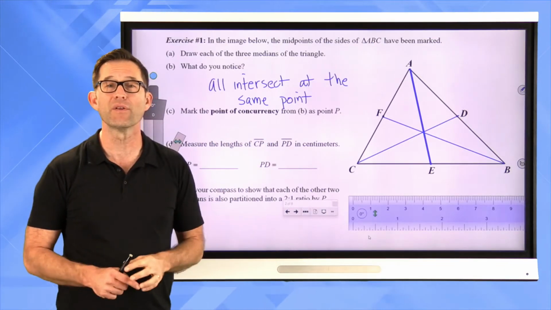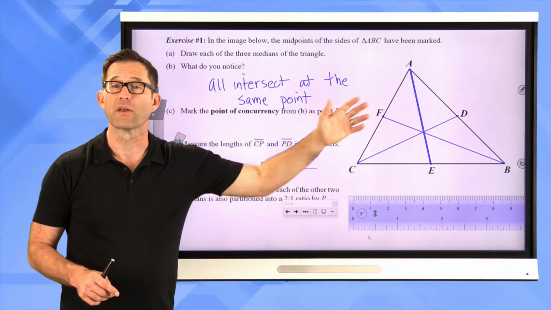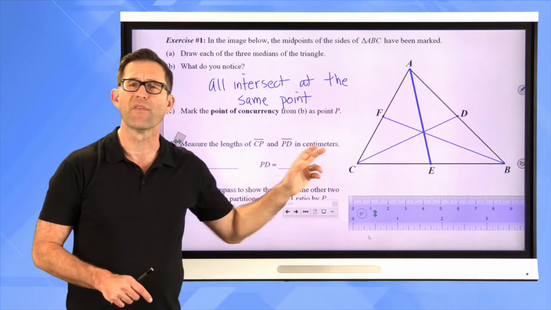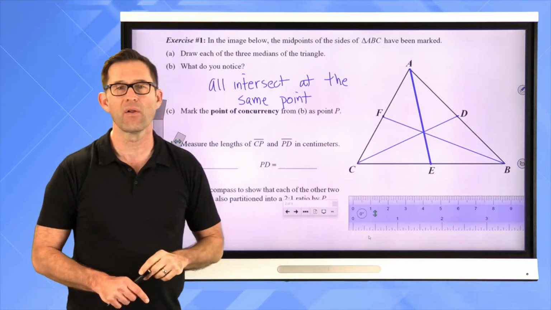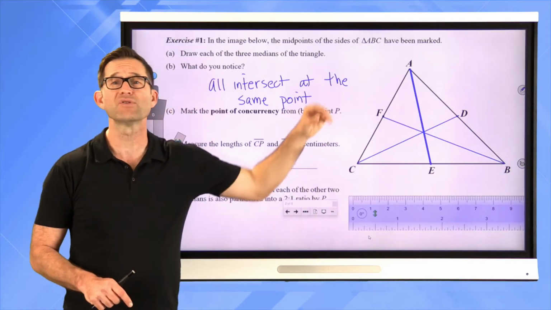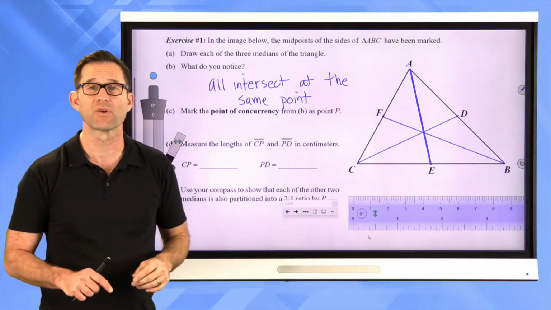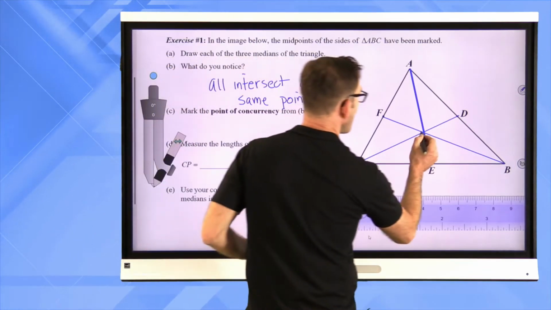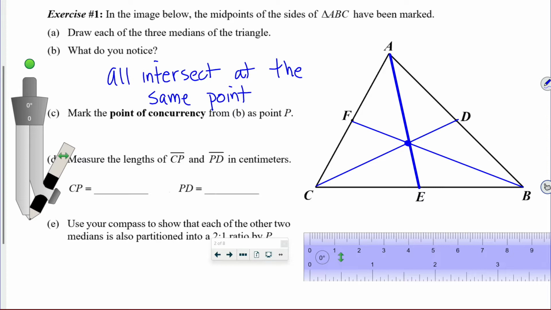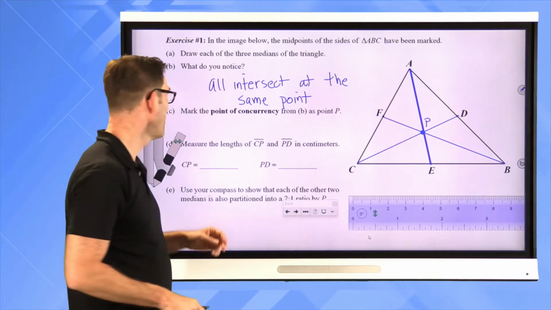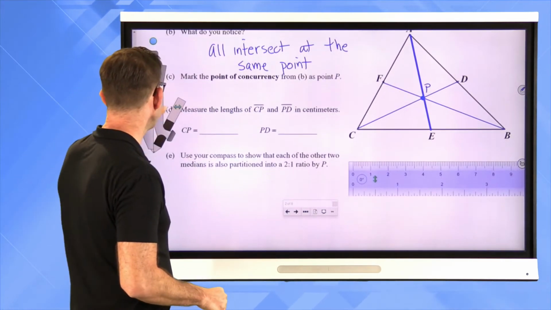We saw that earlier this year. We saw that the perpendicular bisectors of all three sides intersect at the same point. We saw that the angle bisectors of each angle intersect at the same point. We saw that all the altitudes intersect at the same point. Those are called the points of concurrency. And let's label this point of concurrency, I can almost not say that, as point P. All right. Now, keep on going.